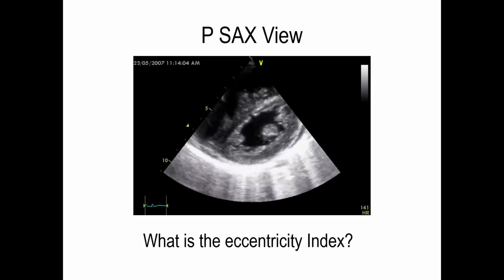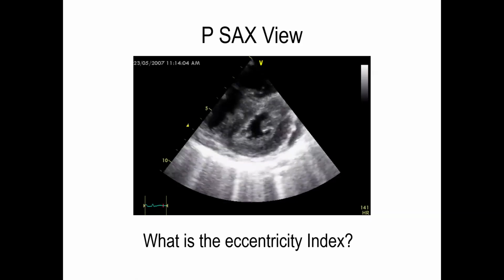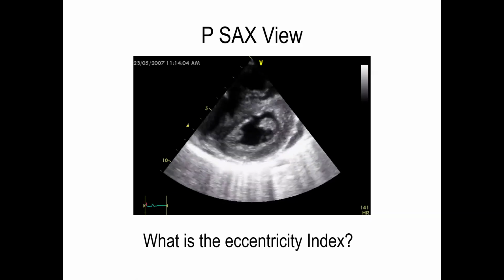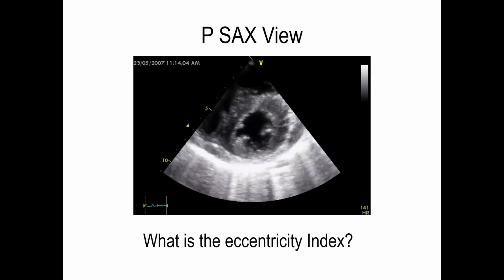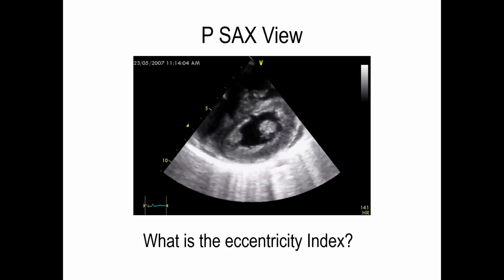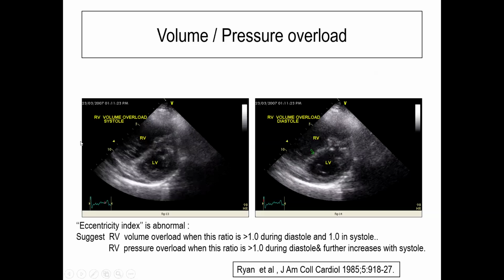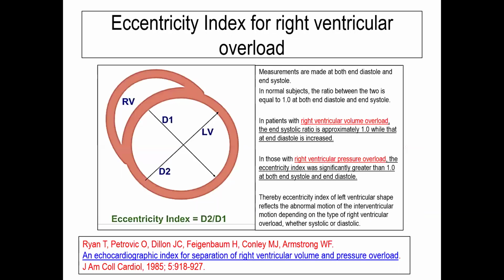Now, what is volume overload? What is pressure overload? Volume overload is ASD, atrial septal defect. Pressure overload is pulmonary artery hypertension. It could be COPD, it could be pulmonary embolism, whatever it is. So that's how we differentiate. Volume overload shows the septal flattening during diastole, and when this interventricular septum bulges towards the LV during systole, this is known as pressure overload.